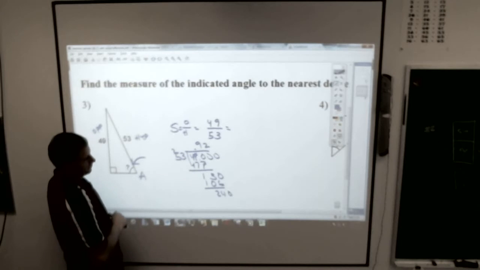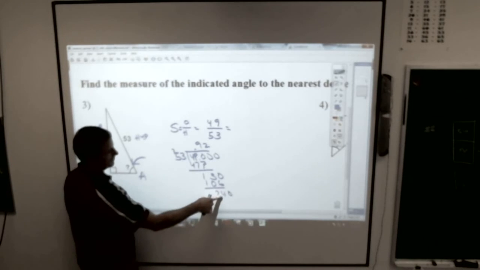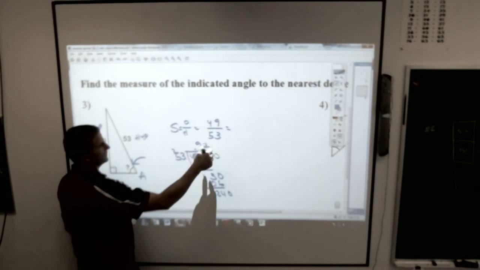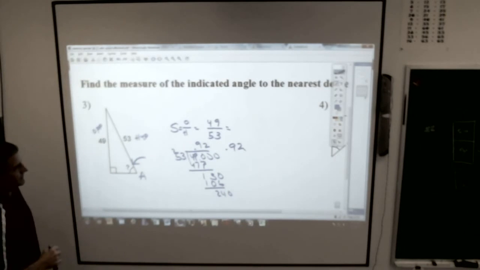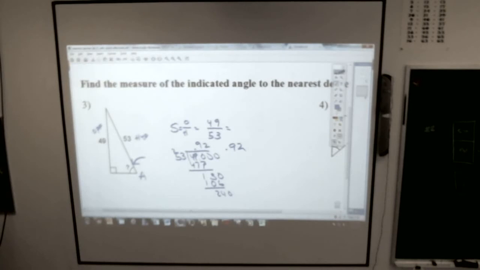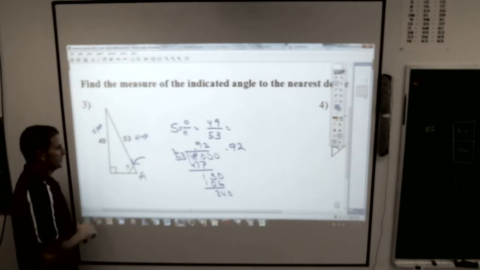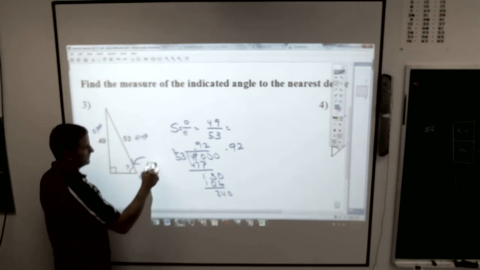Really, you could almost stop at that because you just look at how many times that will go into that, not 5 times. So rounded, it has to be 0.92. You look on your little table, and the sine of 0.92 is what? 67. 67 degrees.